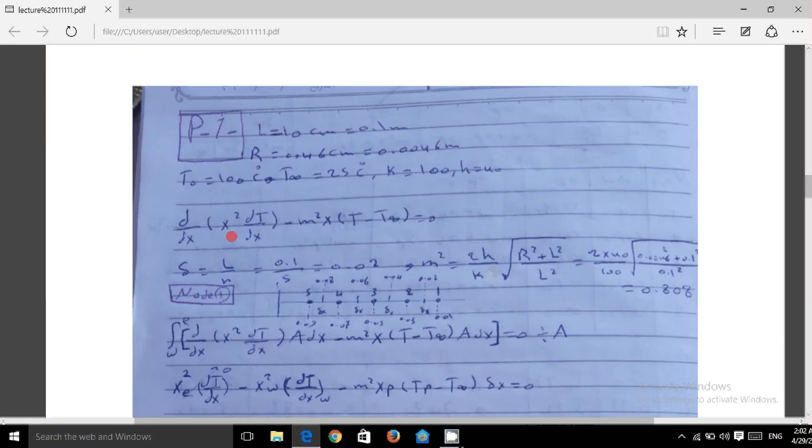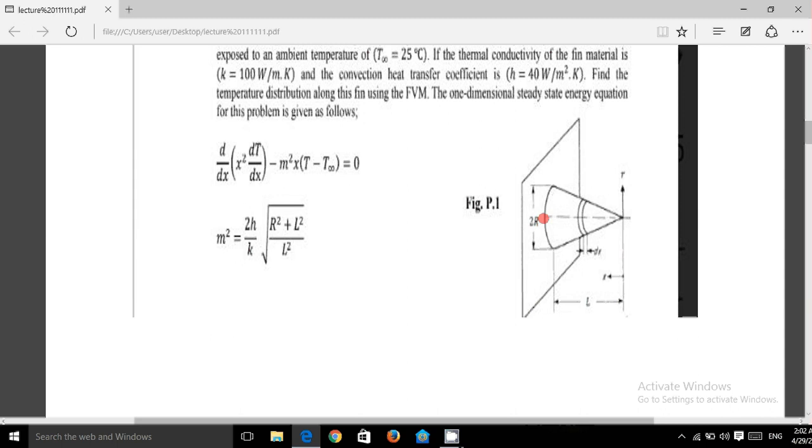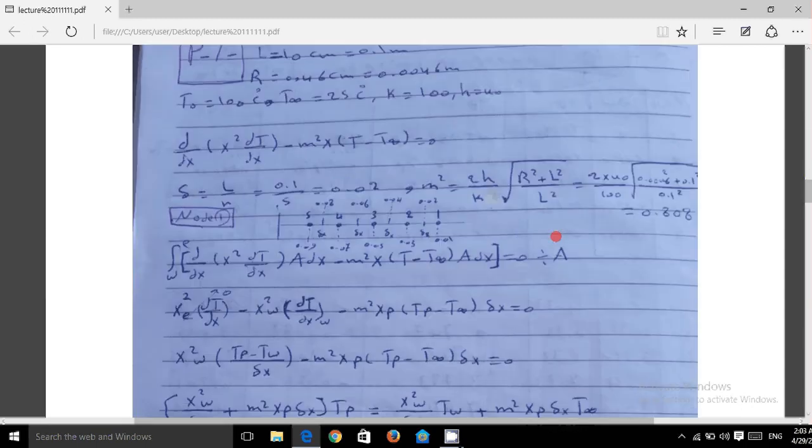fin. The fin is from this point to this point. He wants me to find the distribution of temperature on this region. You should know that. So delta x is equal to the length of the fin, 0.1, over the number of nodes. I chose 5 here. It's equal to 0.02. M squared is equal to 0.808.